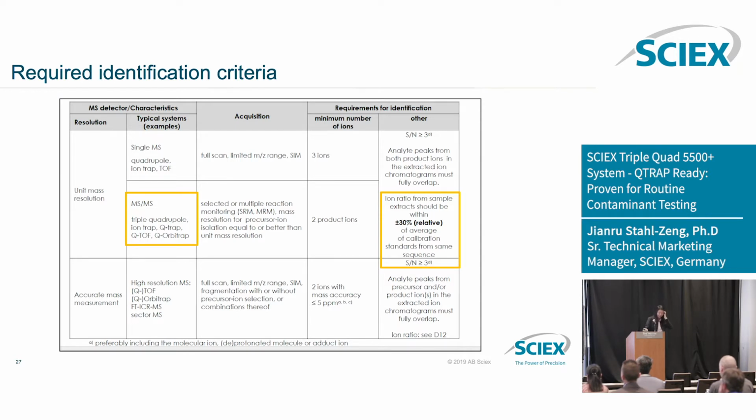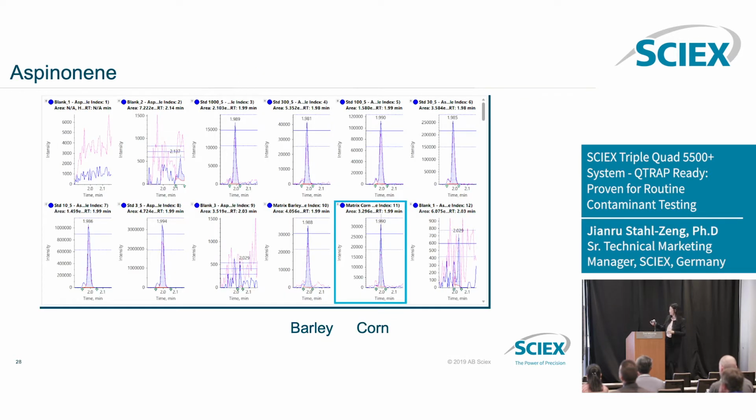So this is an example of what we did. You see the injection sequence is blank, blank, the standard with different concentrations, then blank again, then 2 unknowns in barley and corn matrices. Again, afterwards, we inject another blank. It should be clean, okay?